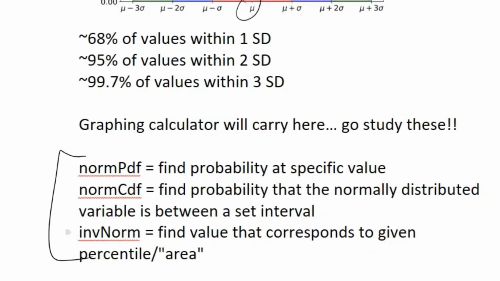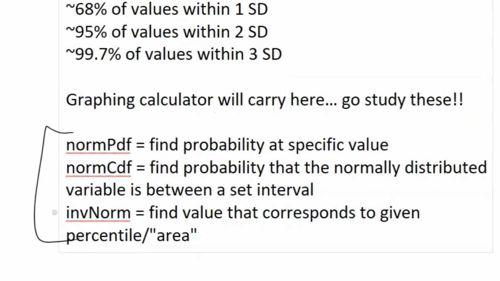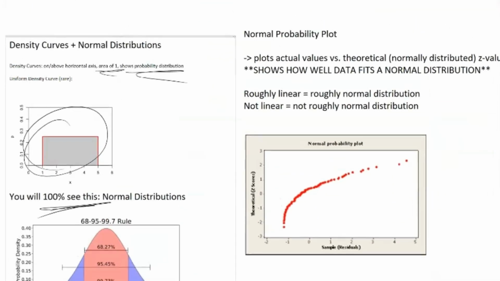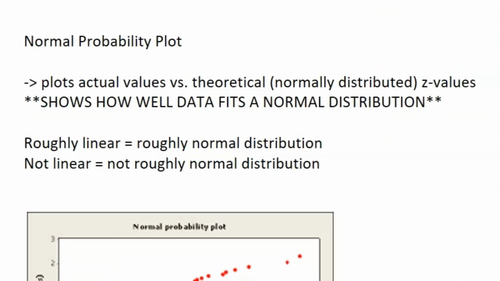That is the most simple way. So know your calculator commands, go and study those. Norm PDF finds a probability at a specific value. Norm CDF shows the probability that the normally distributed variable is between a set interval, pretty similar to norm PDF. And then we have inverse normal, which pretty much does the reverse of these calculations. It finds the value that corresponds to a given percentile, or on your calculator it might be denoted as "area", okay?